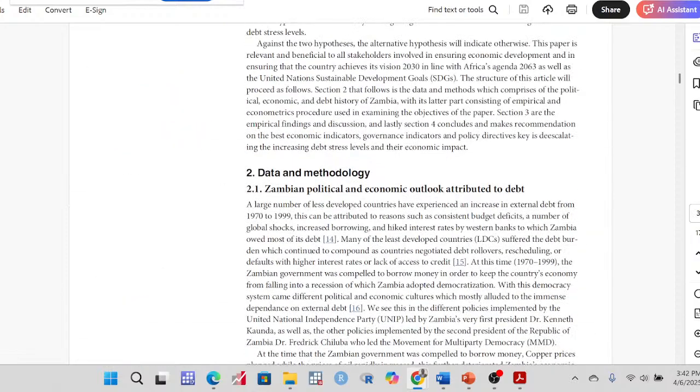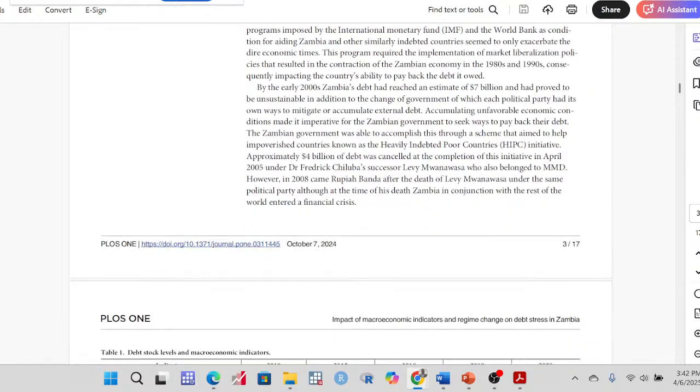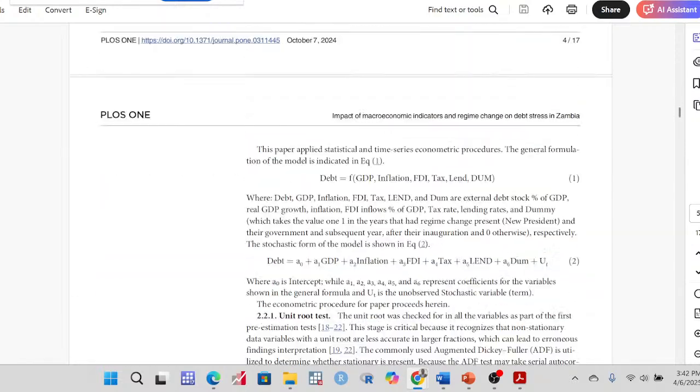And then of course I did the literature survey that I showed you guys yesterday, and then came up with a model. I'll just show you the model quickly, which was basically debt is a function of GDP, growth, inflation, FDI, tax, lending rate, and then I had a dummy for each year that we had and the subsequent year that we had a new president in Zambia, and then I tried to model how it impacted our debt stress levels.